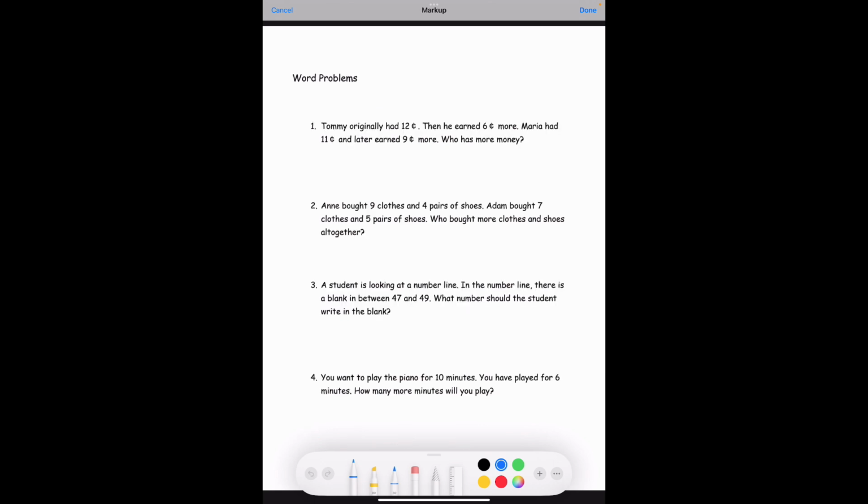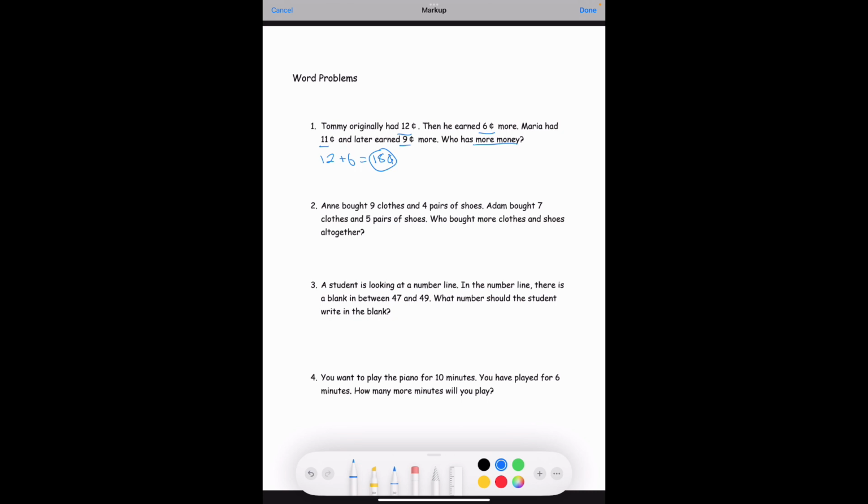Next page. Now let's look at some word problems. Number 1. Tommy originally had 12 cents. Then he earned 6 cents more. Maria had 11 cents and later earned 9 cents more. Who has more money? Alright, let's look at Tommy first. Tommy said he had 12 cents and then later he earned 6 cents more. So let's add 6, which equals 18 cents. So Tommy had 18 cents.